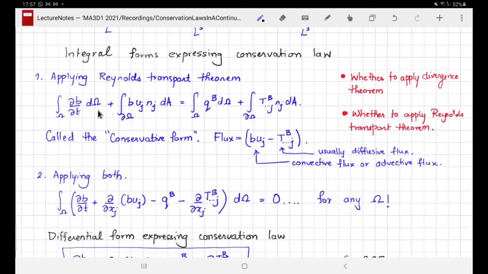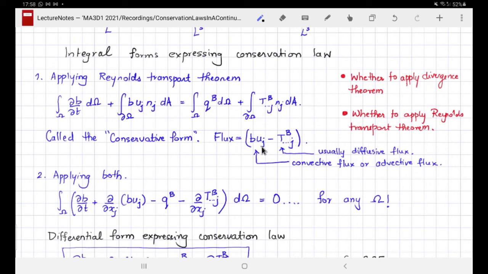And this form has two volumetric integrals. One is the rate of change of B within the volume, and the second is the volumetric generation of B, again within the volume. These two are the volume integrals. In the fixed volume, the quantity B can change because it is being generated, or because of these two surface integrals, which in one way or another carry the quantity B with the fluid or in some other way. So these two terms are usually combined into an expression called the flux: B times uj minus this surface source term.